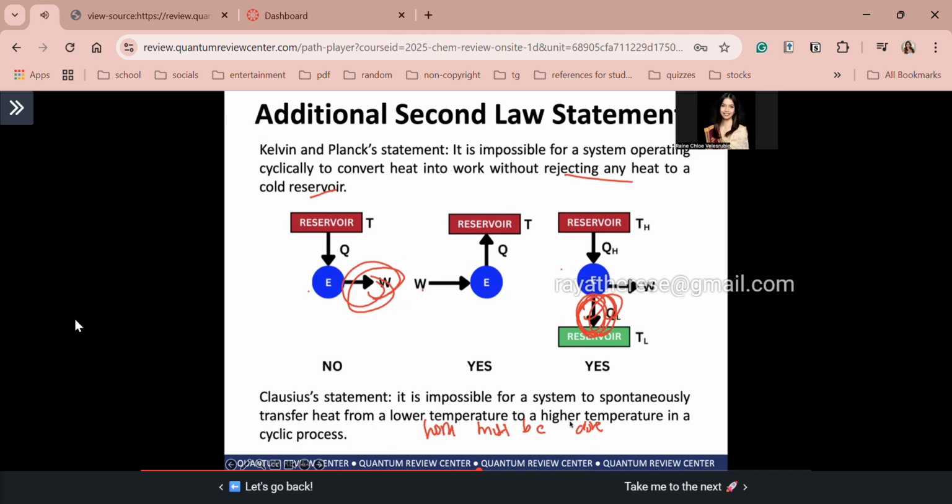Applicable ito sa ating what type of Carnot machine, guys? It is Carnot refrigerator. Kasi di ba, gumamit tayo ng heat from the cold reservoir, and then in order for it to be used, nag-input tayo ng work.